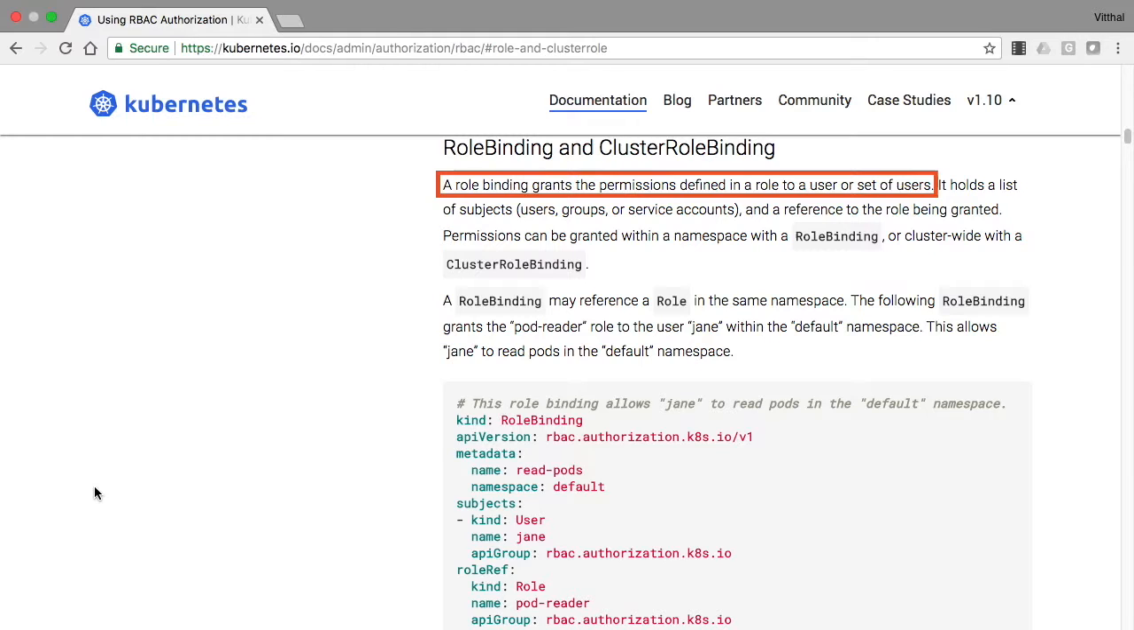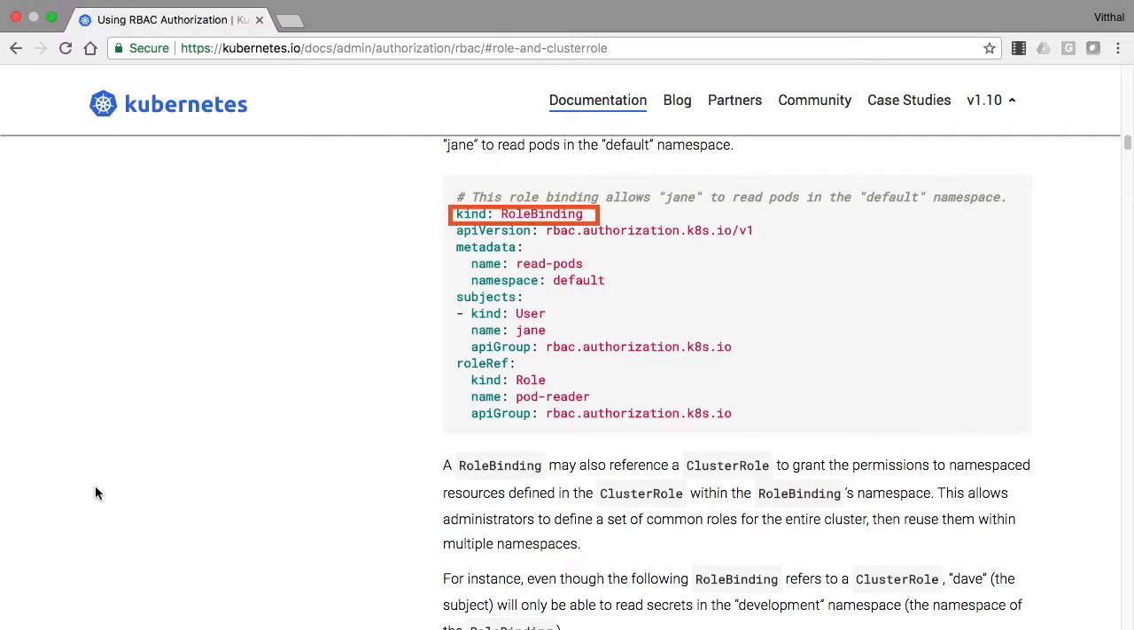The second is that the identities being bound could either be users, that is individuals, or groups of individuals, or even service accounts. Let's quickly go ahead and check out an example from the docs for a role binding which will grant the pod reader role to a specific user named Jane within the default namespace. Let's walk through that YAML so that we know we understand it.